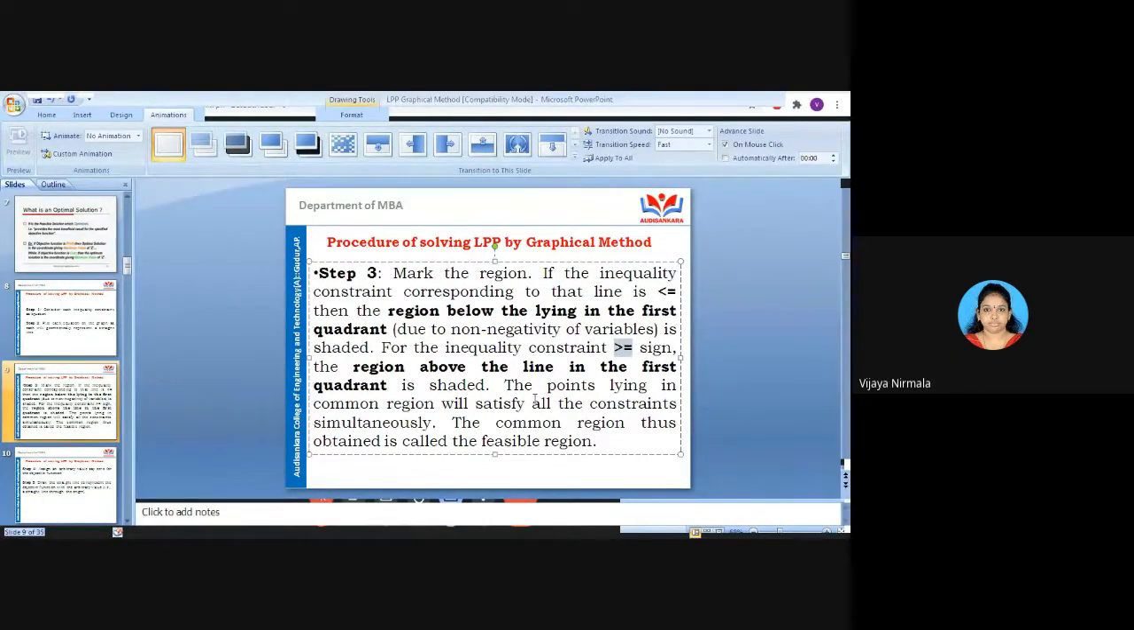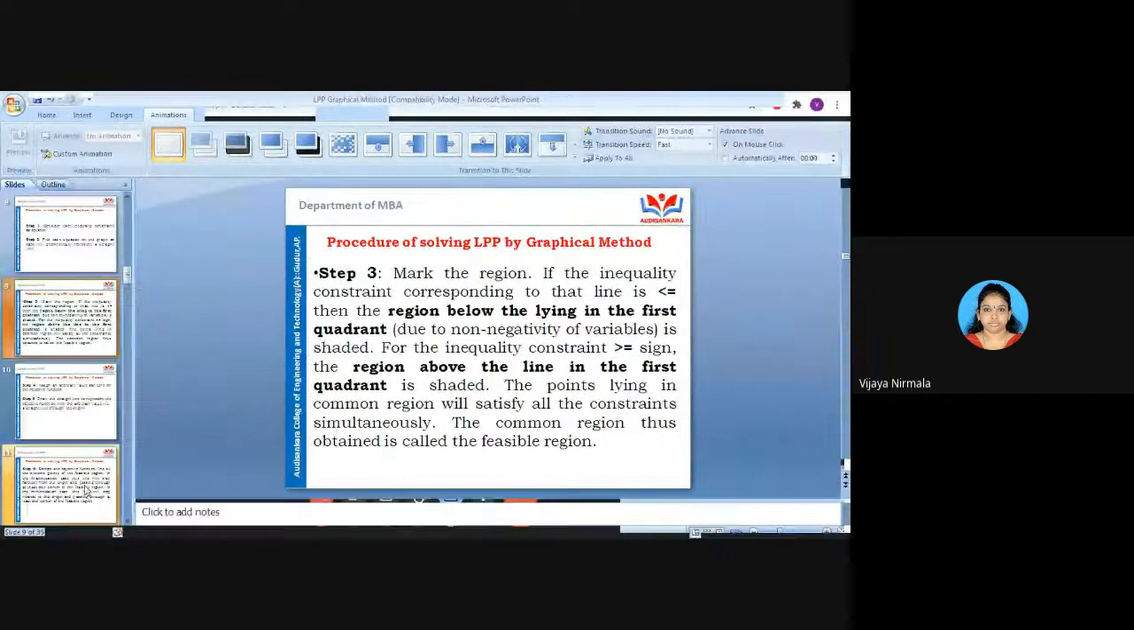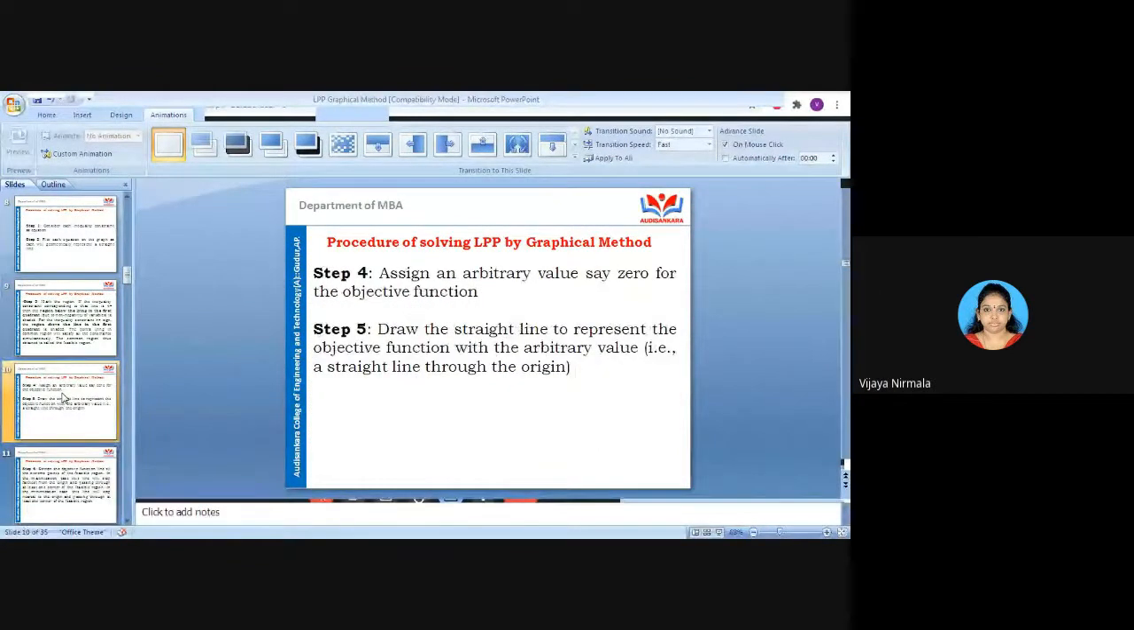The points lying in the common region satisfy all the constraints simultaneously. So that common region for all the constraints is called the feasible region.